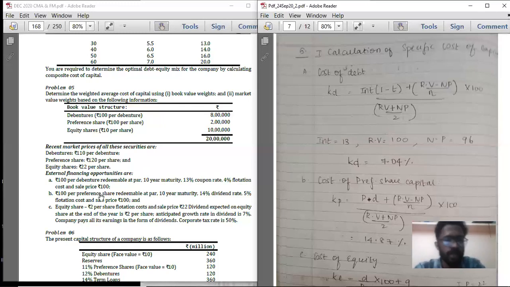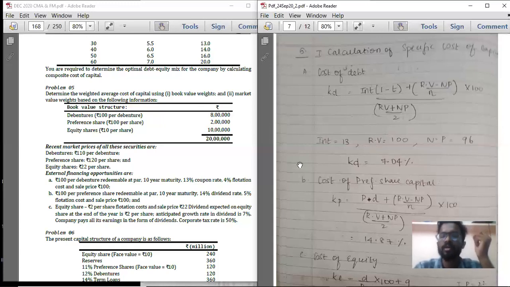Redemption value. What is the redemption value? Here debentures are redeemable at par. 100 per debenture is redeemable at par. At par means at the same value. So redemption value is equal to 100. Net proceeds is how much? 100 per debenture, and flotation cost is 4%. So 100 into 4% is 4 rupees. So net proceeds is equal to 100 minus 4, which is 96.